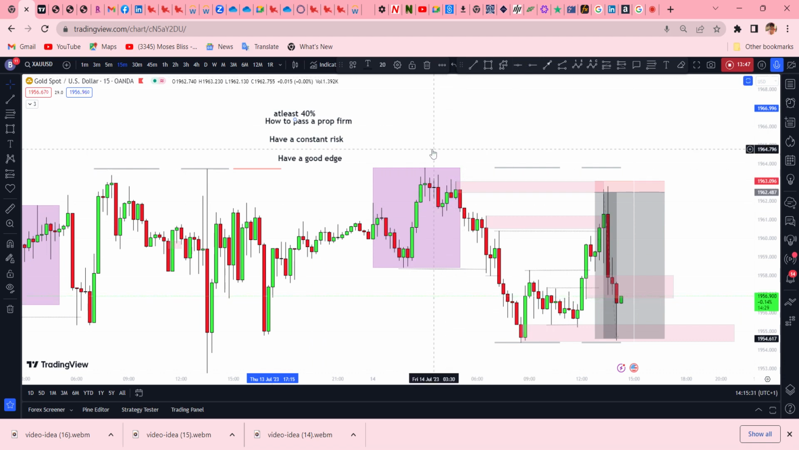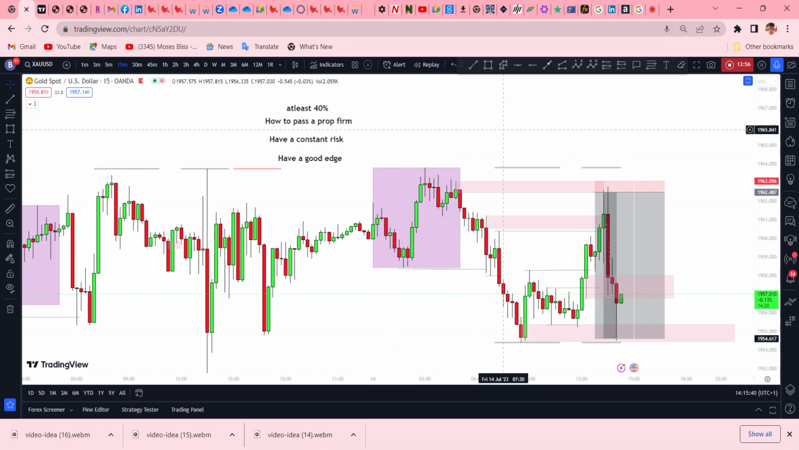Just read up the prop firm's rules and regulations, read everything they want you to get, and basically you achieve this. Avoid trading on days of maybe news, and if you know the kind of trader you are, you can just decide to take it out.